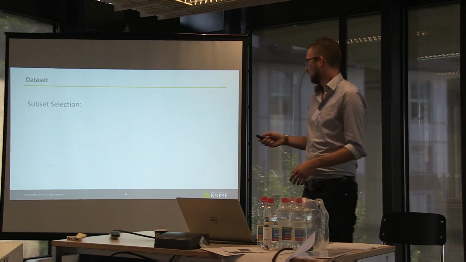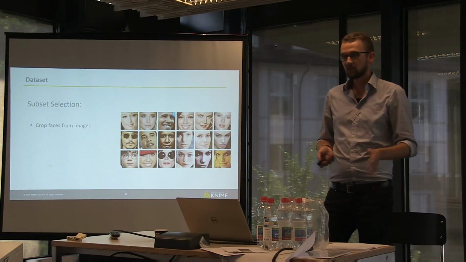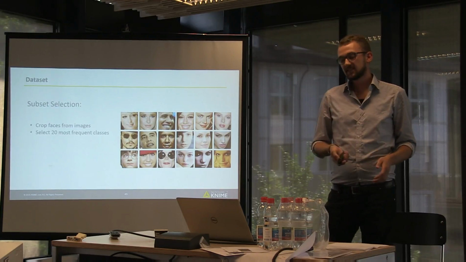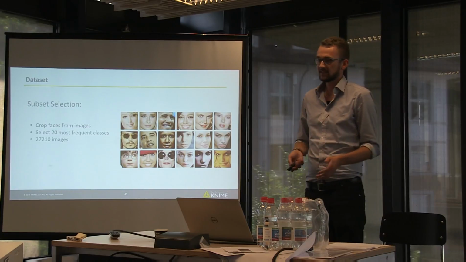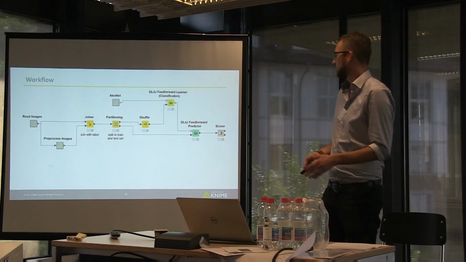So for the example, we use a subset of this image set. So first we crop the faces from the images, which looks like this. Then we select the 20 most frequent classes, which results in a set of 27,000 images. So here again you can see the overall workflow, how this would work.